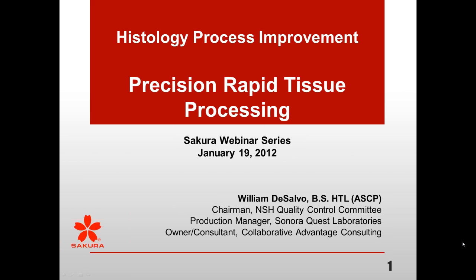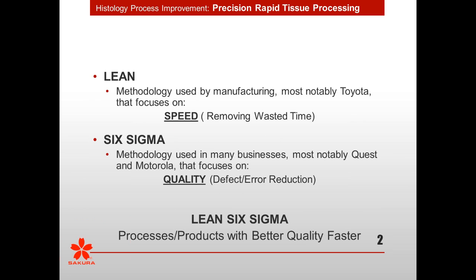So today we're going to talk about histology process improvement. If any of you have attended any of my other webinars or workshops, that seems to be my theme, histology process improvement. And what we're going to talk about is precision rapid tissue processing. Anything with histology process improvement centers around changing what you do and incorporating some new methodologies. Lean and Six Sigma.